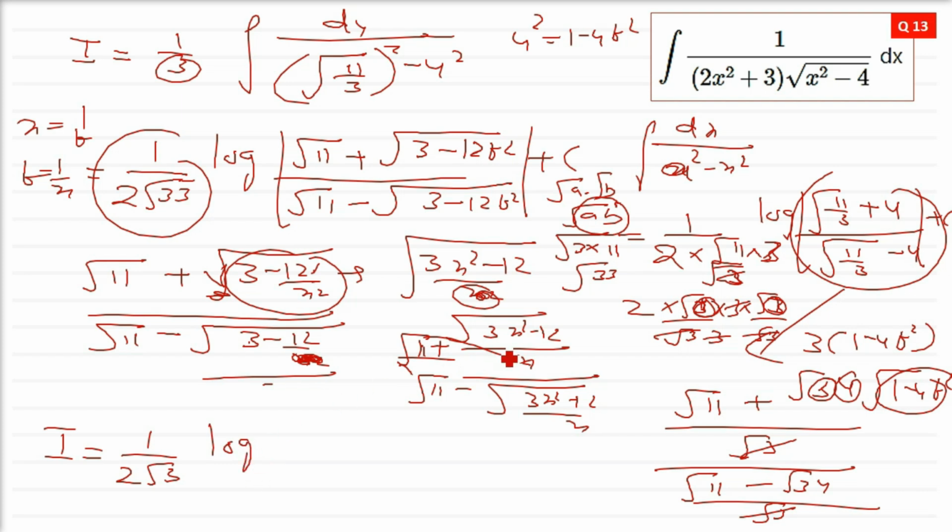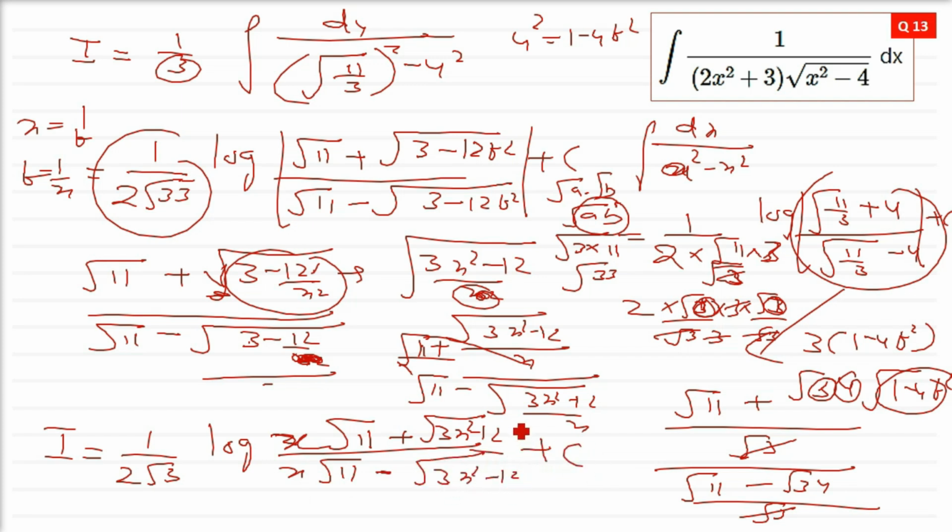It's not root 3, it's under root 33. Please remember, there is a slight change here. Log x under root 11 plus under root 3x square minus 12 will come. Same thing you have to write with a negative sign in between. And the preceding number or the coefficient is 1 by 2 root 33, not 2 root 3.